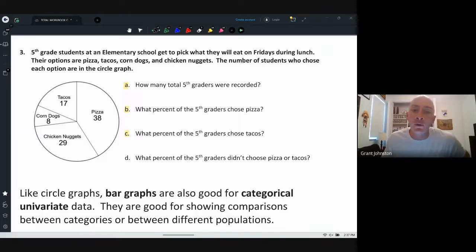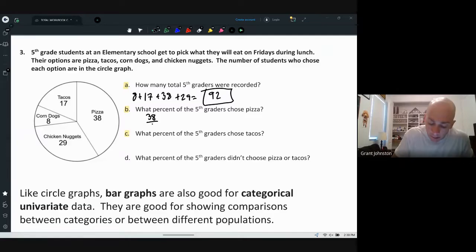So A says how many total 5th graders were recorded. So I'm just going to use the data in there. I got 8 kids plus 17 for tacos plus 38 for pizza plus 29 for chicken nuggets. Let me add those. 8 plus 17 plus 38 plus 29. I got 92. It says what percent of the 5th graders chose pizza? So 38 out of the 92. I'm going to round here. So I got 0.413. So I'm going to say 41.3%.